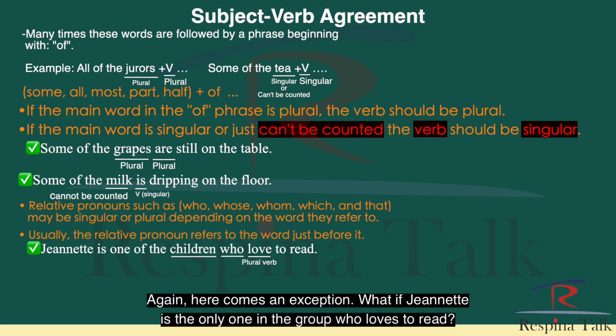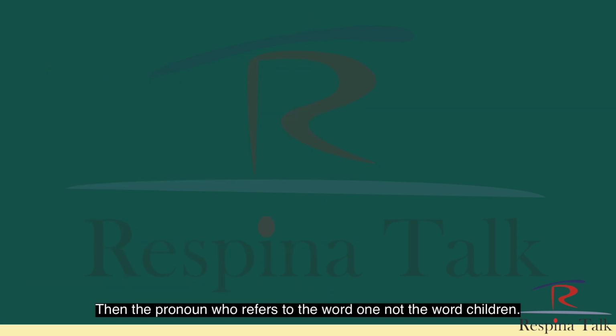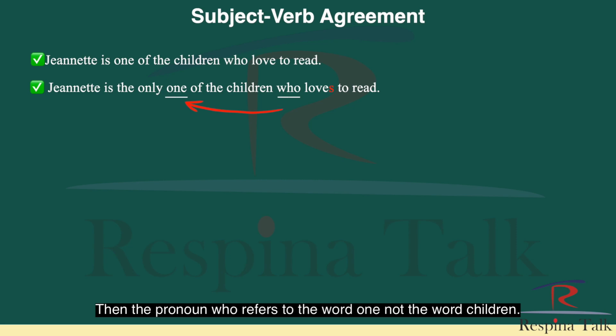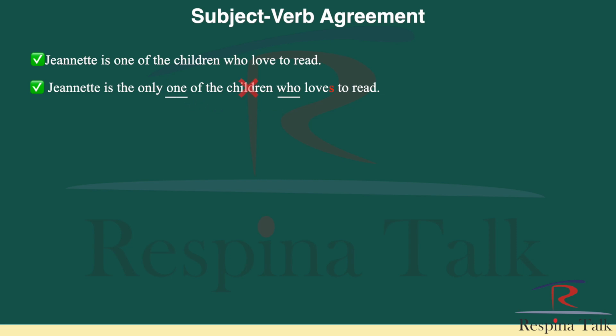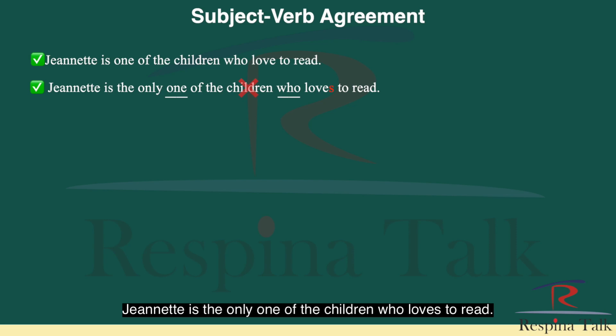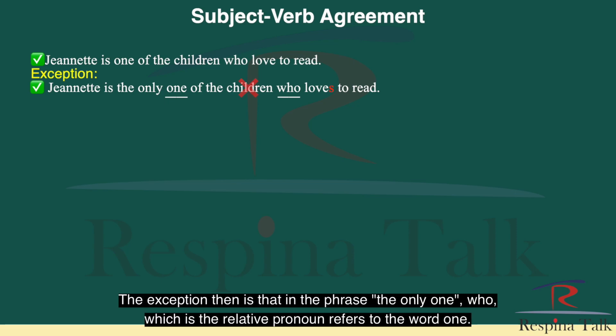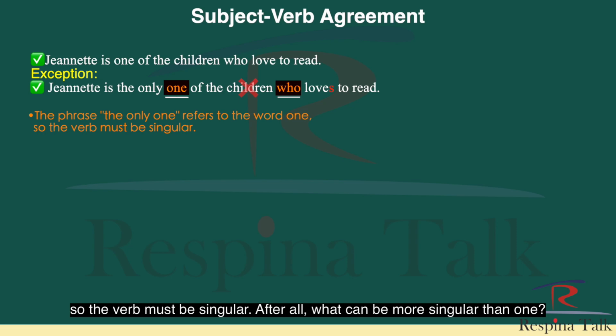Again, here comes an exception. What if Jeanette is the only one in the group who loves to read? Then the pronoun who refers to the word one, not the word children. So Jeanette is the only one of the children who loves to read. The exception, then, is that in the phrase the only one, who, which is the relative pronoun, refers to the word one. So the verb must be singular. After all, what can be more singular than one?